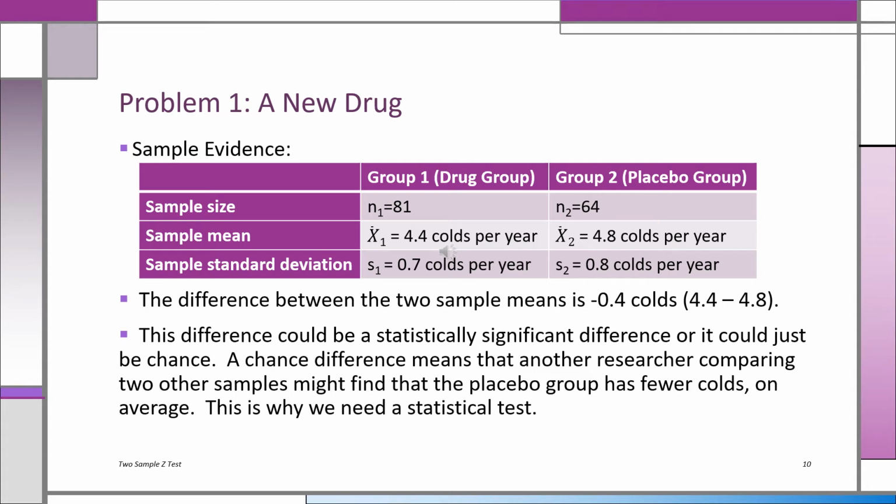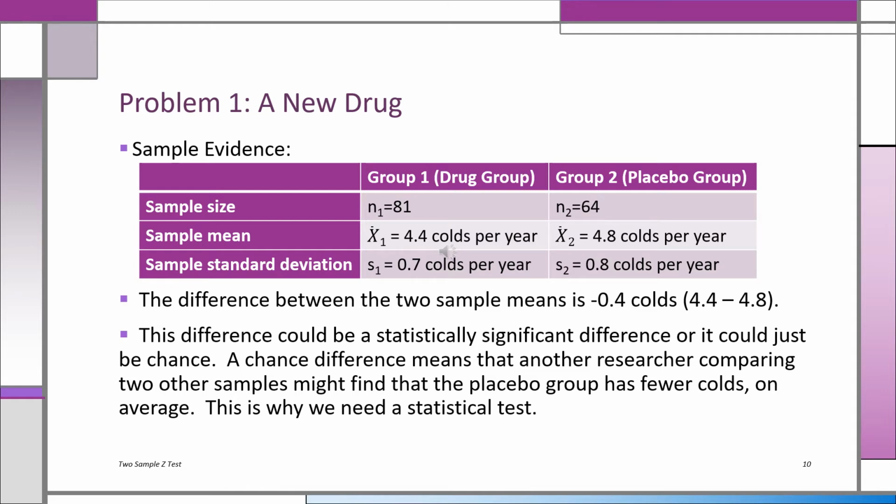You look at the sample evidence. In group 1, that's the drug group, N is 81, and they were getting 4.4 colds a year with a standard deviation of 0.7 colds. The placebo group, that's group 2, there were 64 in that group, and the mean for them was 4.8 colds with a standard deviation of 0.8 colds per year. Now we can see there's a difference of negative 0.4 colds, 4.4 minus 4.8. Now the question is, is that difference statistically significant? Is it a significant difference, or could it just be chance?